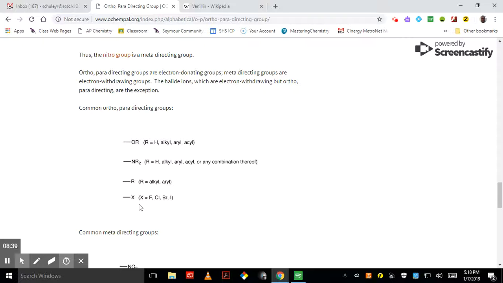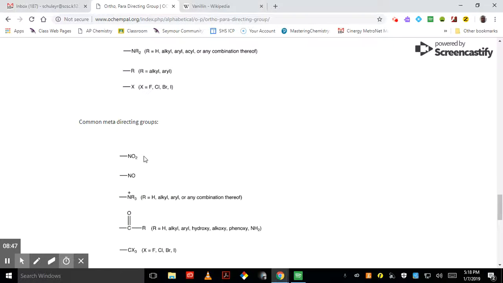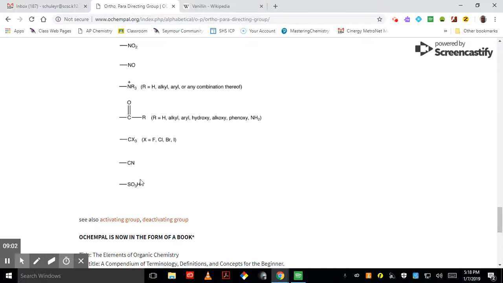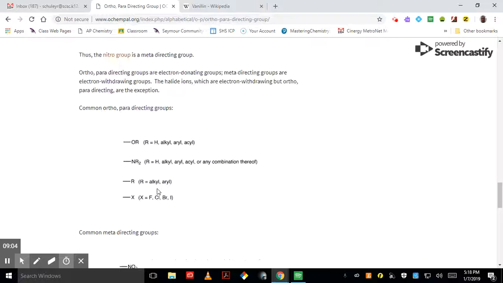In lecture, you'll probably go through that and how to draw the resonance structures of those. We won't spend the time here doing that. Meta-directing groups are typically NO2, NO, things with a lot of electronegativity, things with O's and CX3, where the halogens want away from the ring, which pulls the electron density away. Nitrogen, sulfurs, all of those.